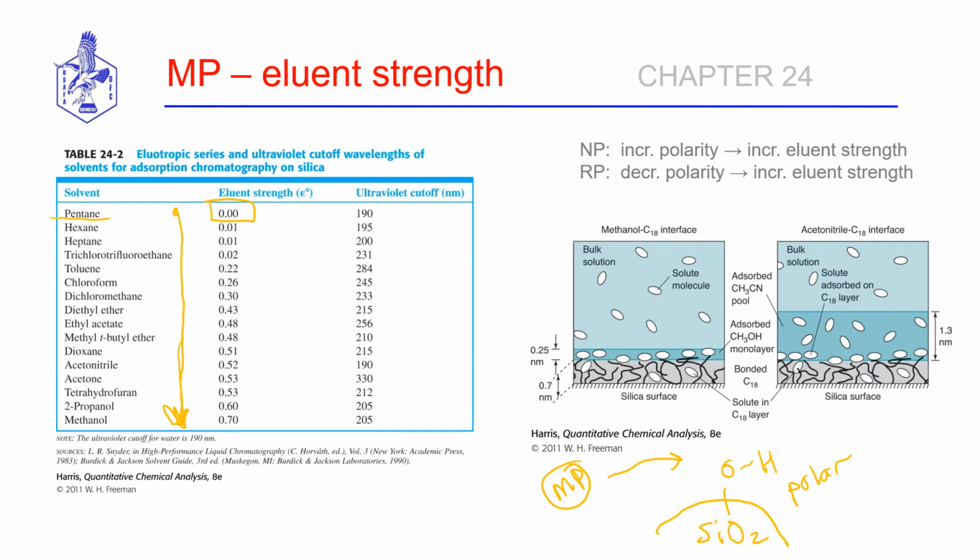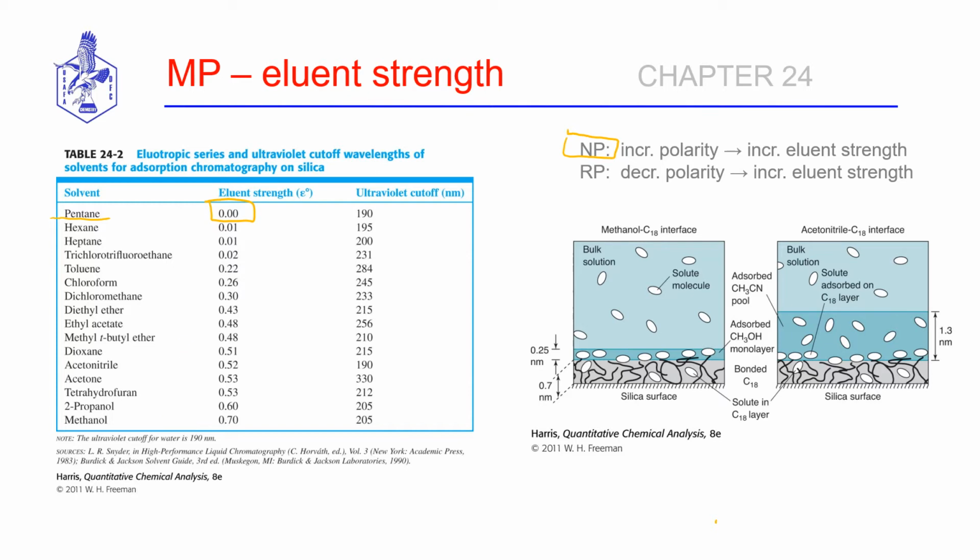So in normal phase, where the stationary phase is more polar than the mobile phase, increasing polarity is increasing eluent strength. If we're doing reverse phase, decreasing polarity, so smaller values, are going to increase eluent strength. So that's the first important thing to keep in mind.